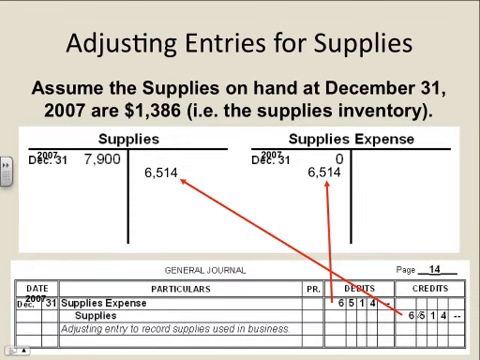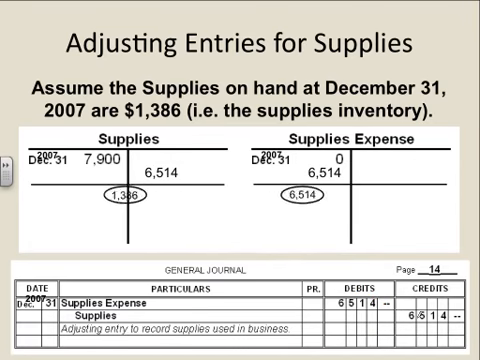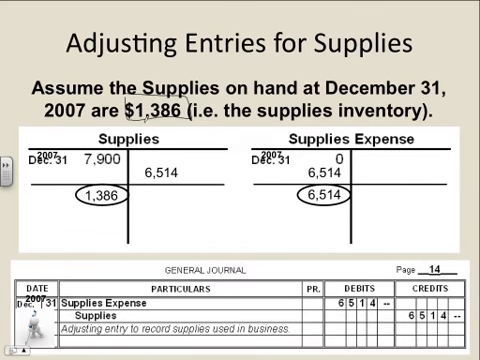So once you post this journal entry into the ledger, this is what it would look like. You're going to credit supplies, debit supplies expense, and then you're going to get your final balances. So our final balance, as we saw here, is what we counted in our inventory, which is the balance in our supplies account, which is what we wanted to see. But this is the adjusting entry that we're after.